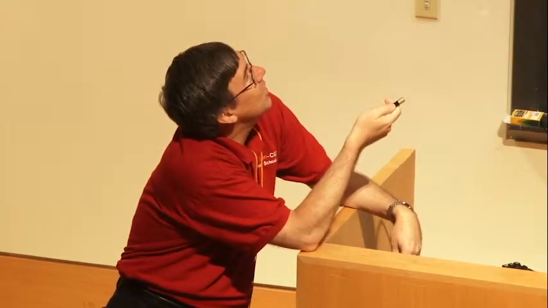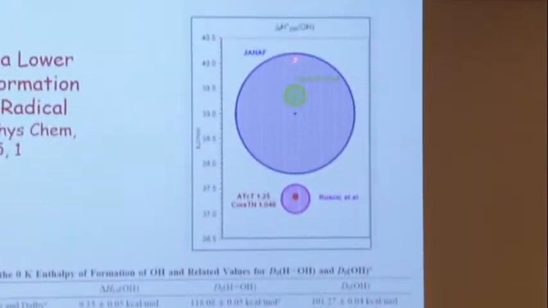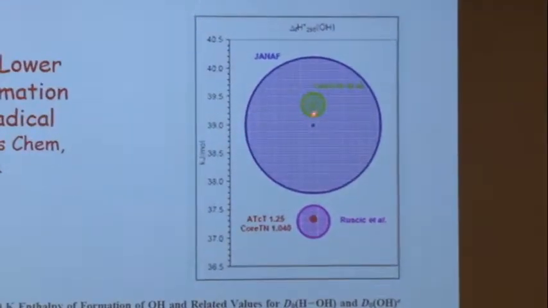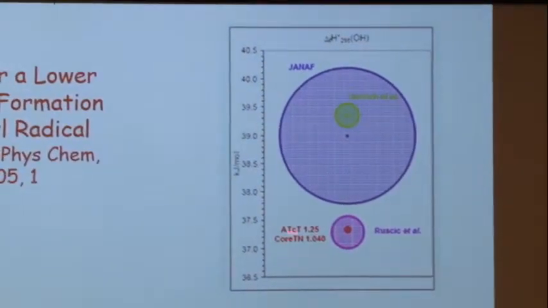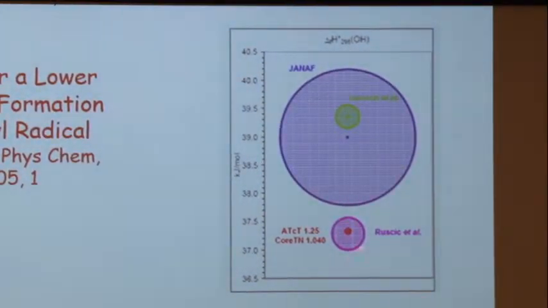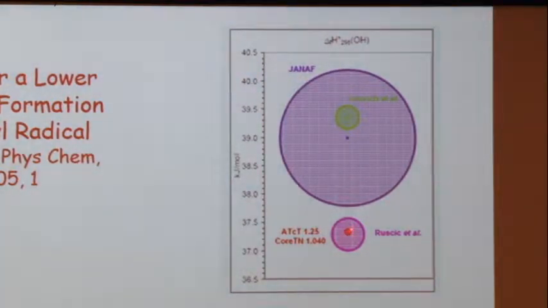But then when you do it, so here was the JANAF value of OH, was the error bar that big? And then somebody gave a number over here. And then Ruscic wrote a paper here. Eventually, after they consider everything, they get this little tiny error bar. And they're really sure that is really the enthalpy of formation of OH. But this number over here is a lot different than the JANAF number over there. Okay, so about 2 kilojoules difference.